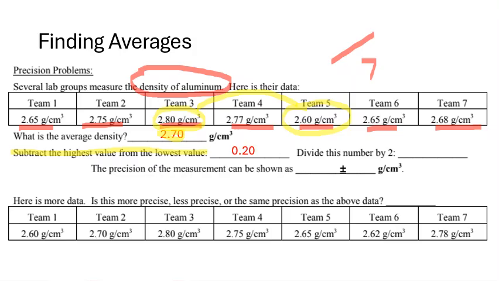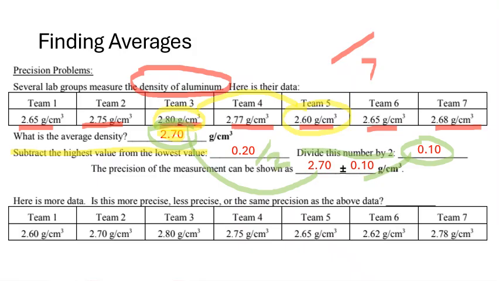Then it says, go ahead and take that number and divide it by 2. It says it right here. That is going to give me 0.1. So now I have the precision of the measurement. And that precision of the measurement is 2.7, plus or minus 0.1. That's where I get this from. I get 2.7, that's my original number, and then I'm going to plus or minus, kind of like a range, right there. All right. So this is sort of the same.